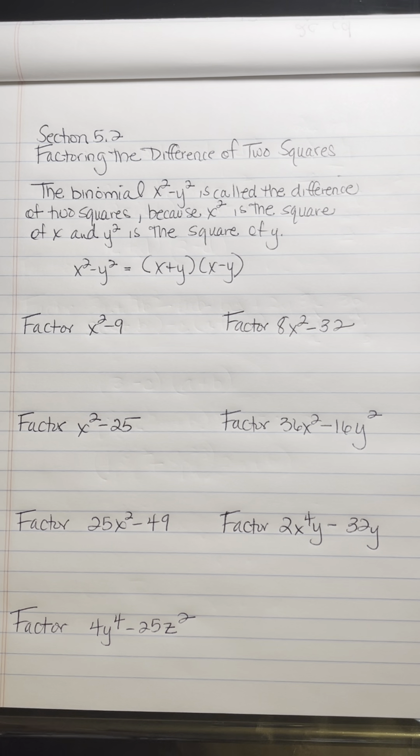So let's start with some examples to kind of bring it home. Factor x squared minus 9. I want you to think of your timetables. Give me two numbers besides 1 times 9 that will give you 9. There's only one thing that should be in your mind, which is 3 times 3.